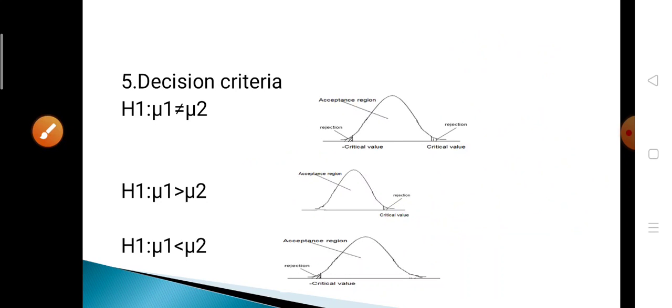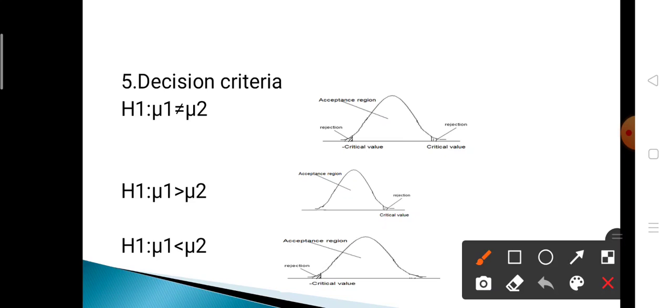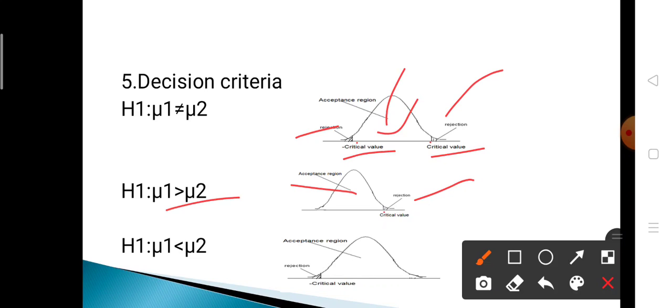Now the last is decision criteria. For the three cases there are different decision criteria. For two-sided test there are two rejection regions, one to the right side and one to the left side, and the middle part is acceptance region, and this point is positive critical value and this one is negative critical value. If the test is one-sided right test, then there is only one rejection region to the right side and all the left side part is acceptance region, and here is the positive table value or critical value. And for one-sided left test, there is only one rejection region to the left side and this point is minus critical value, and the right hand side part is acceptance region.